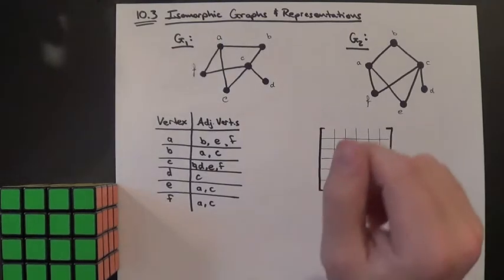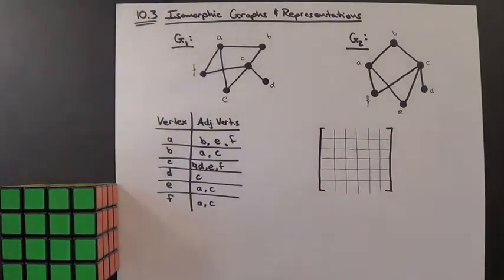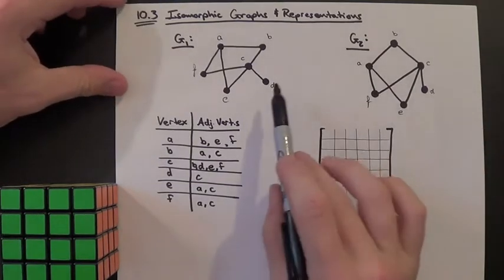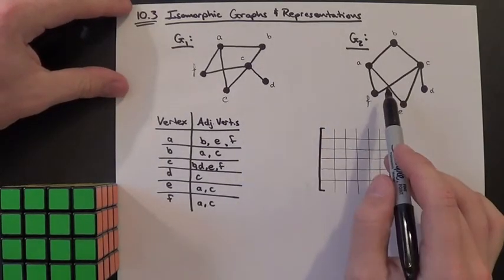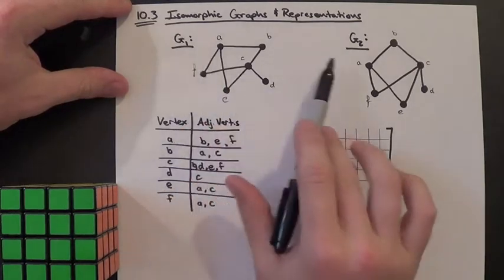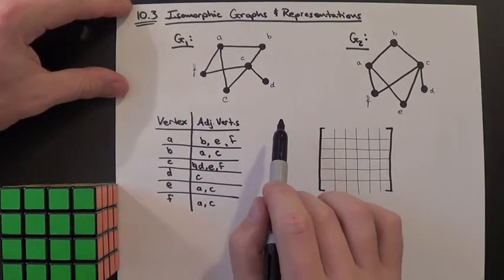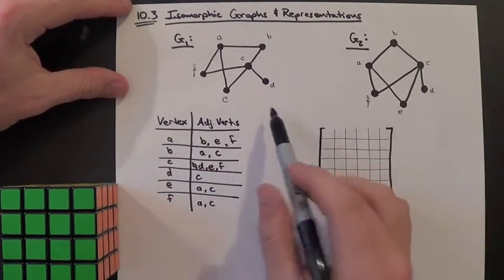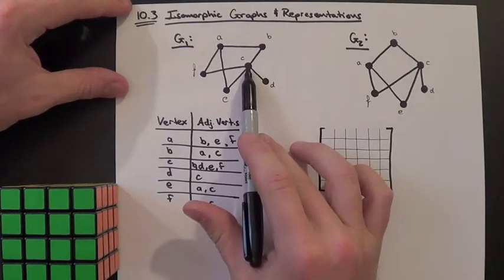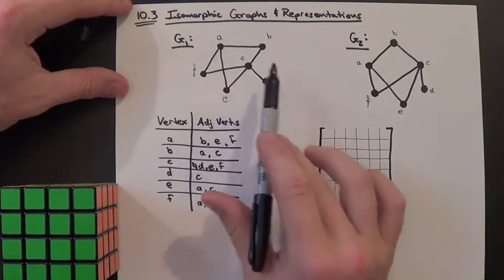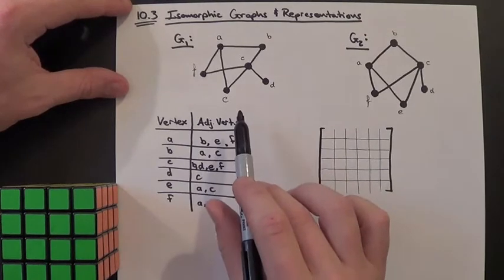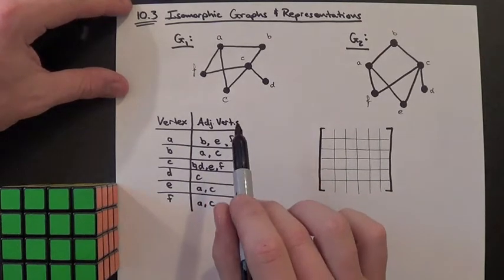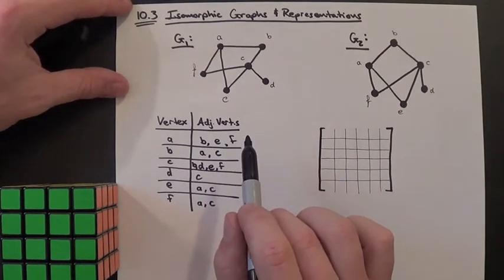Isomorphic graphs and their representations. First off, isomorphic graphs. Basically, an isomorphic graph is one that looks exactly the same and acts exactly the same as another. In this case, G1 and G2 are isomorphic. If you recall earlier, I mentioned that the distance between edges and the orientation of vertices doesn't make a difference as long as the connections between them are the same.